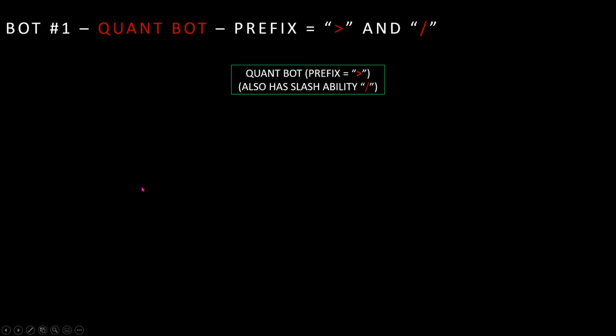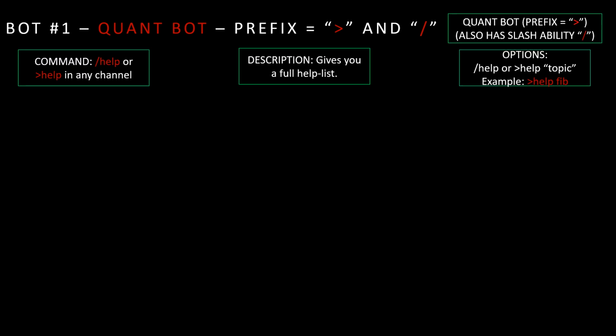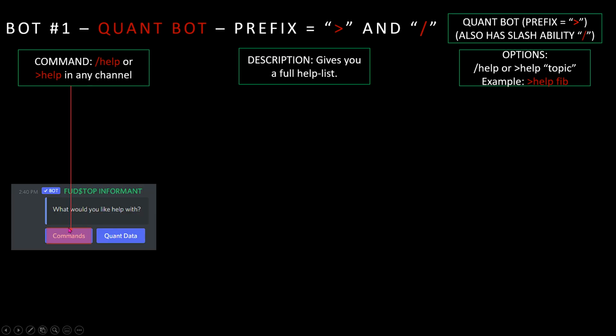So first, let's look at Quant bot. Again, we have the greater > sign or the / must be used before any command can be given to this bot. So the first command I'm going to go over is /help or greater > help in any channel. The description of this one, it gives you a full help list of what to do as far as commands. And then if you need additional help on each specific topic, you can break it down further. So for example, if you bring up the help list, it's going to look like this in the chat.